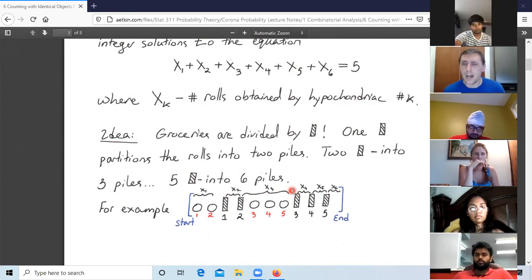Do you agree? I need to see what each hypochondriac is buying, and they can be buying nothing, right? For that, I need to partition into 6 categories, with 5 bars. Therefore, I need 5 bars. Are you following me? So 1 bar divides into 2. 2 bars divide the entire batch of toilet paper into 3. And if I have 5 bars, I divide into 6.